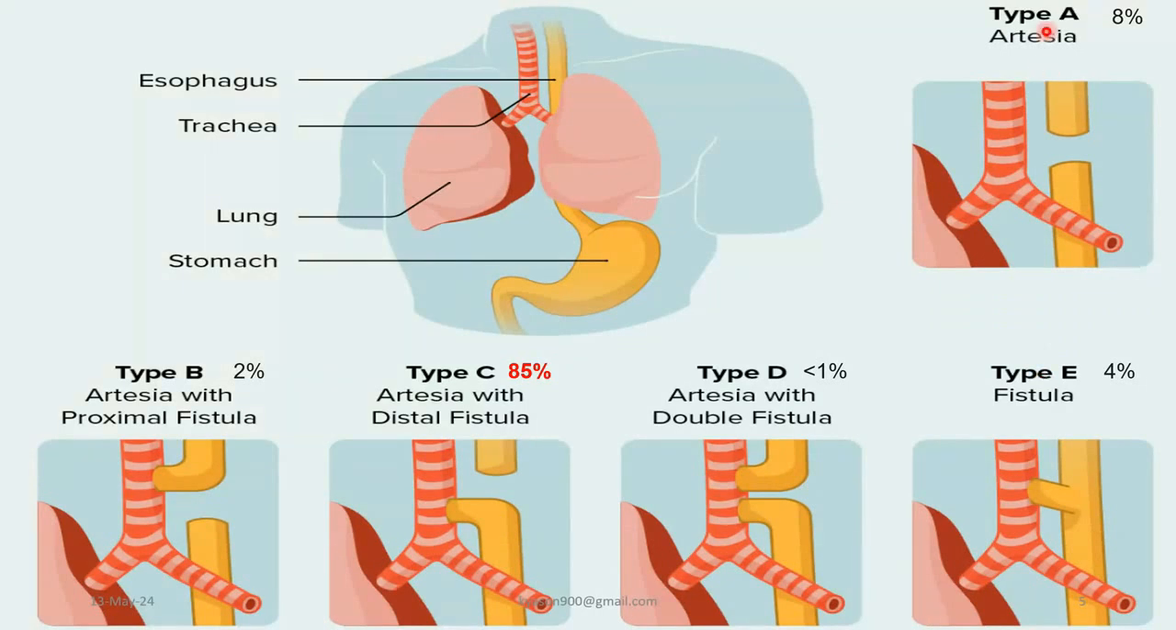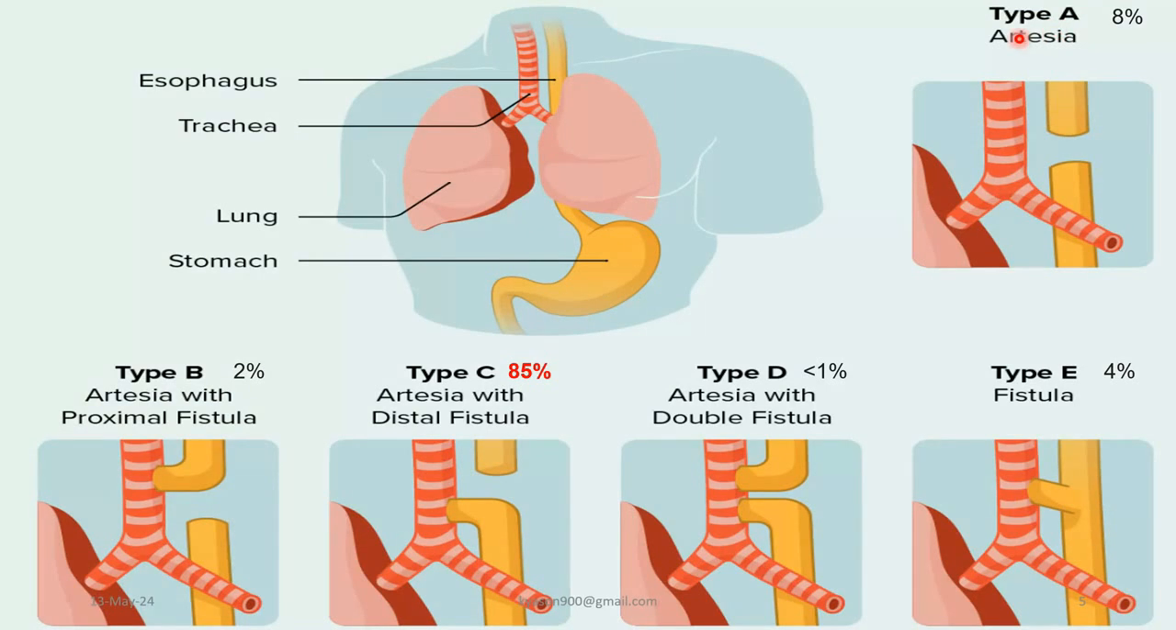So in type A, what are we seeing? We are seeing a normally developing trachea, not in any way communicating to the esophagus, but this esophagus, the proximal end is not uniting with the distal end. There is what we call atresia. Atresia means incomplete development. The esophagus is incompletely developed. These two are not continuous with each other. We call that type A anomaly.